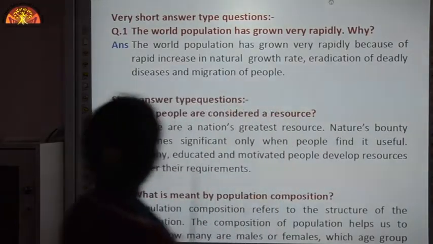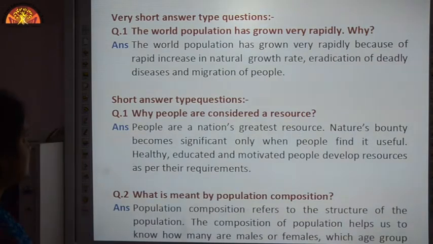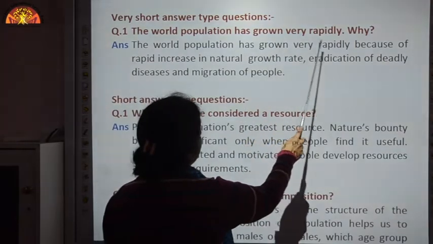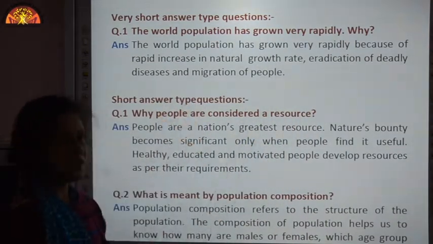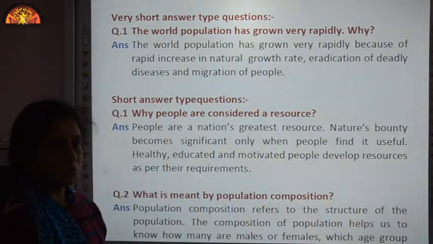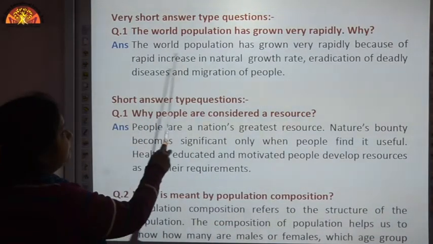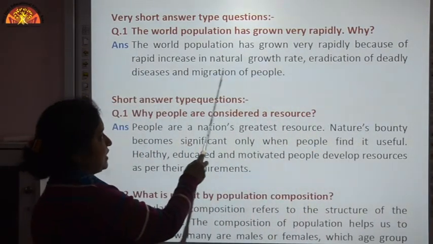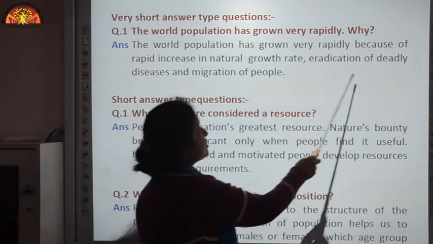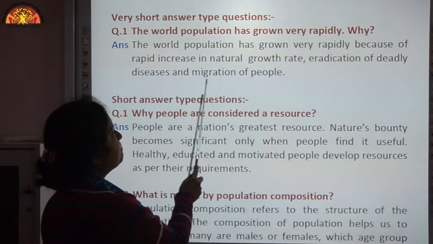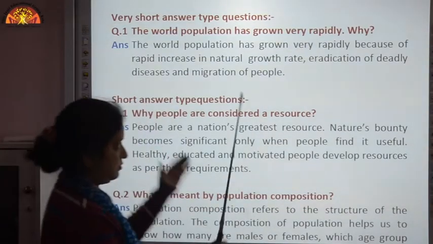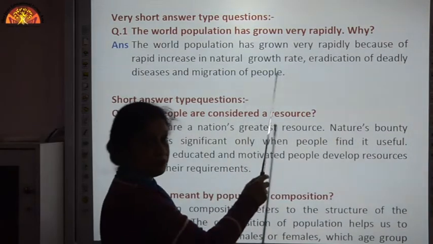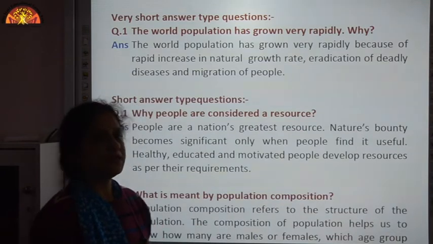We will start with very short answer type questions. Question number 1. The world population has grown very rapidly. Why? What is the reason of the population growth very rapidly? The world population has grown very rapidly because of rapid increase in natural growth rate, eradication of deadly diseases and migration of people. The reasons are number 1, increase in natural growth rate, means difference between birth rate and death rate.